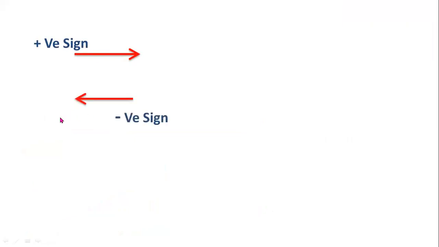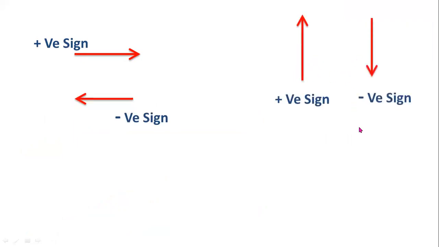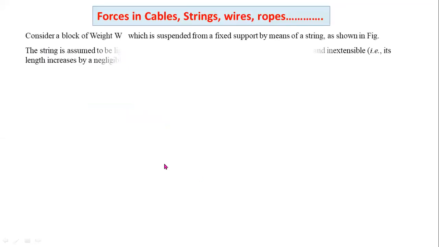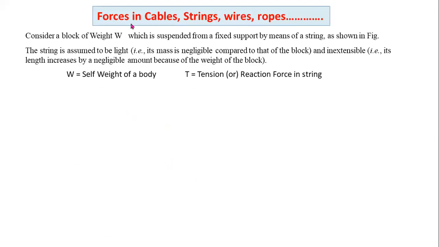Before going to the example problems, first of all, you have to know the fundamentals, that is the free body diagrams. For right side direction, you have to consider positive sign. For left side direction, you have to consider minus sign. For upward action, you have to consider positive sign. For downward action, you have to consider negative sign. These are the sign conventions. Now, for solving the problems, first you have to draw a free body diagram. So these are the fundamentals for drawing the free body diagram.